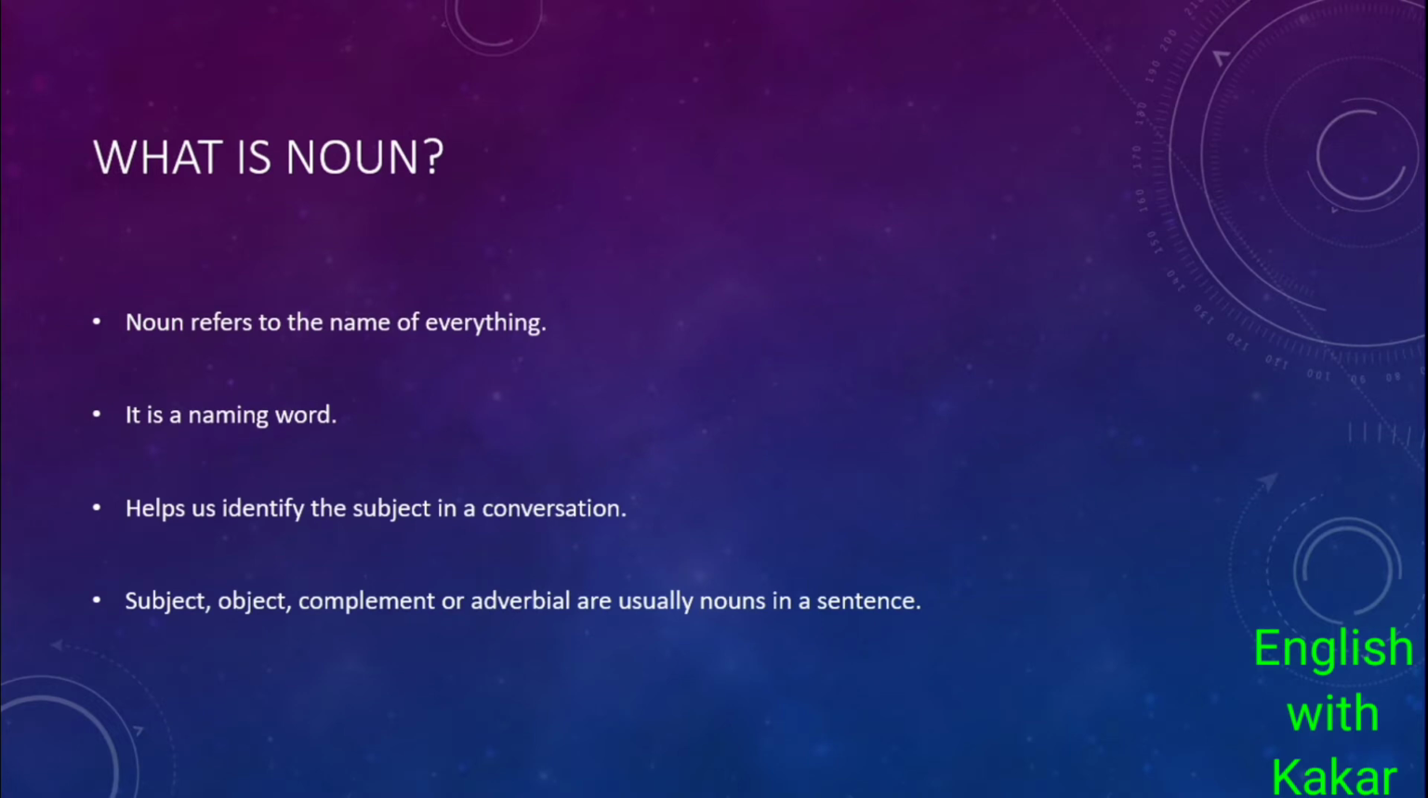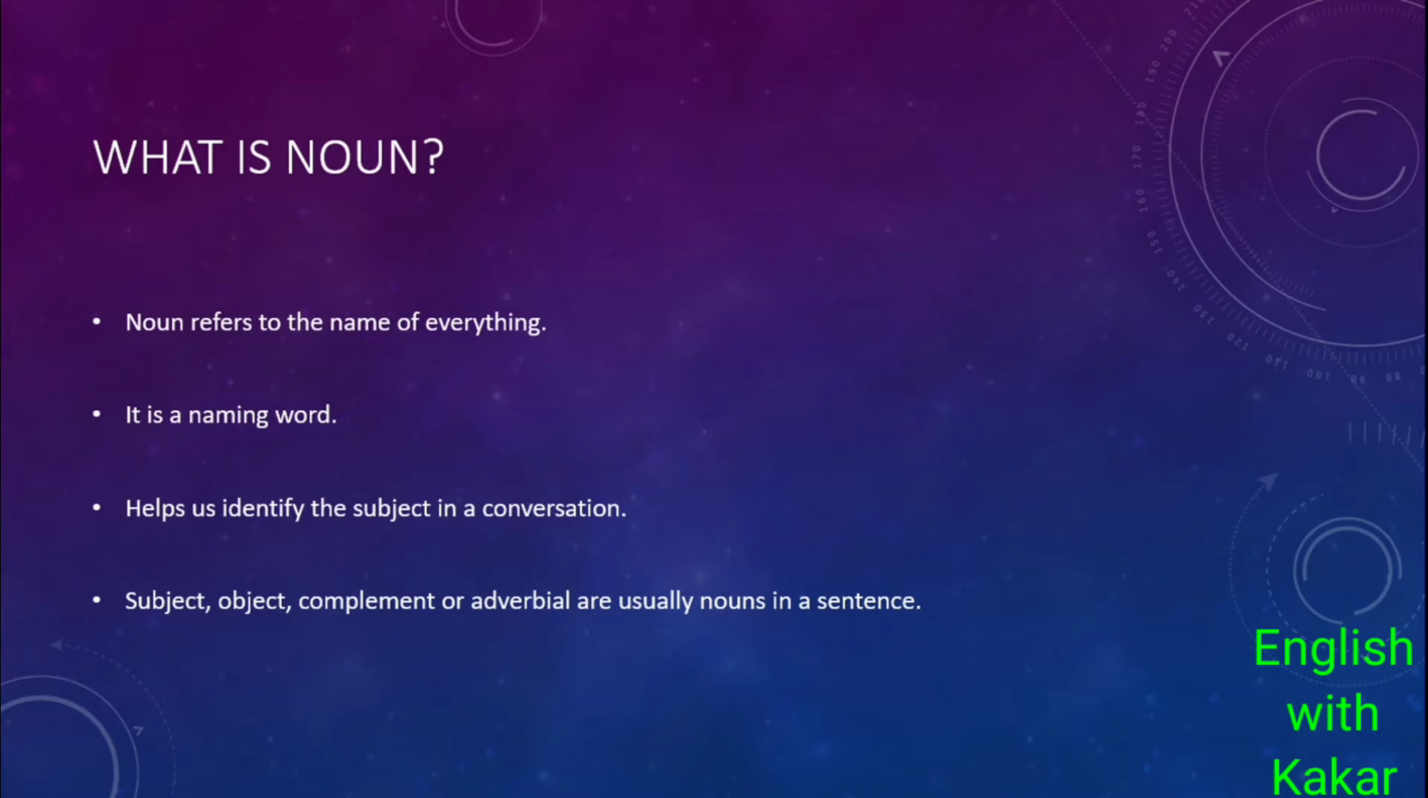Now let's talk about noun. What is a noun? This is the first part of speech. The word noun refers to the name of everything. It is actually a naming word. In every situation or everywhere, we have a person, or we have something, or we have some idea or anything. So the name of all those things or people or whatever is known as a noun.